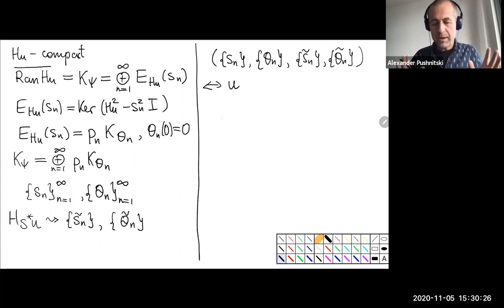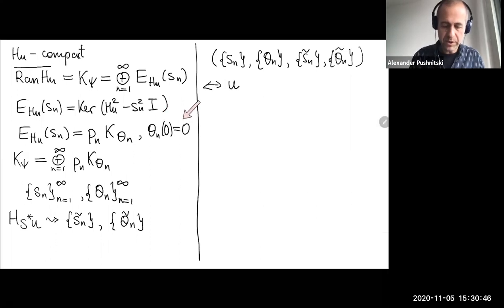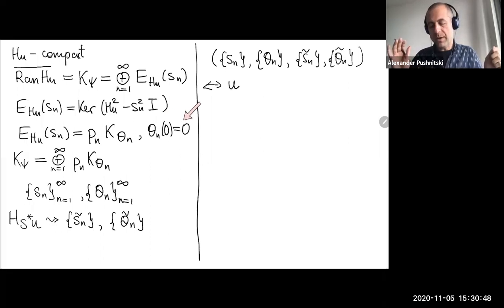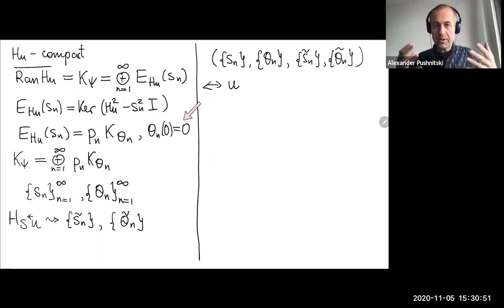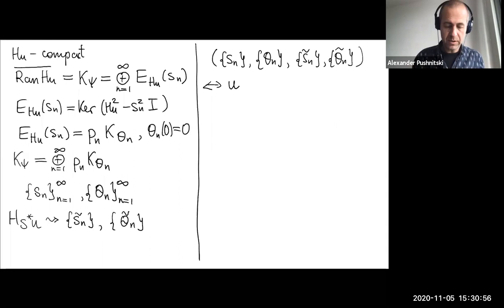Conversely, pick any sequence s_n and any sequence s_n tilde; they have to interlace, which is a very simple condition. And pick any sequence of inner functions theta_n and theta_n tilde. The only condition is that they have to vanish at 0. They don't even have to be finite rank. Then from this you can construct uniquely a symbol u for which these inner functions and singular values describe the spectral decomposition of these operators.